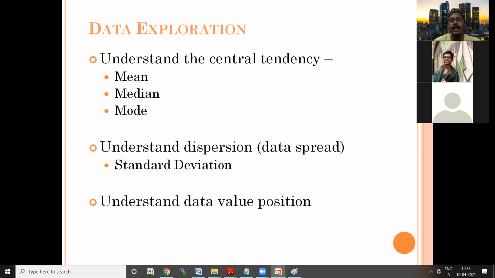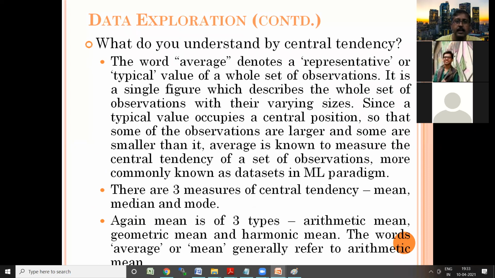Let me expand each of these concepts now so that you get some idea. Maybe you already know all these terms very well, but just to understand how they are related to machine learning. So the first thing, central tendency. What do we mean by central tendency? That's the first thing we need to understand.